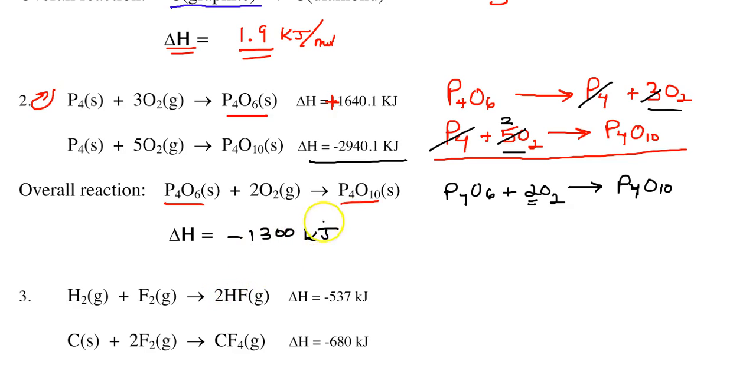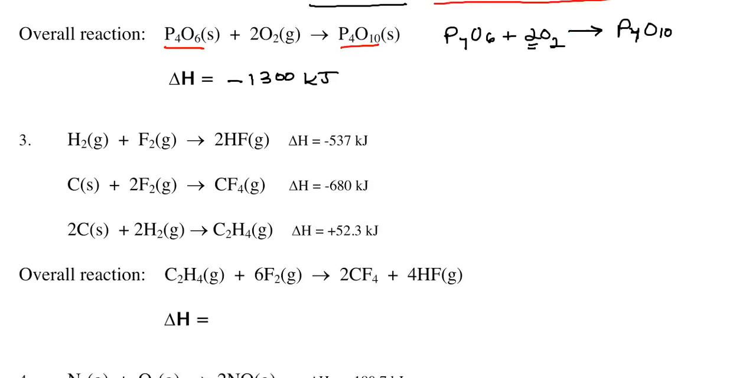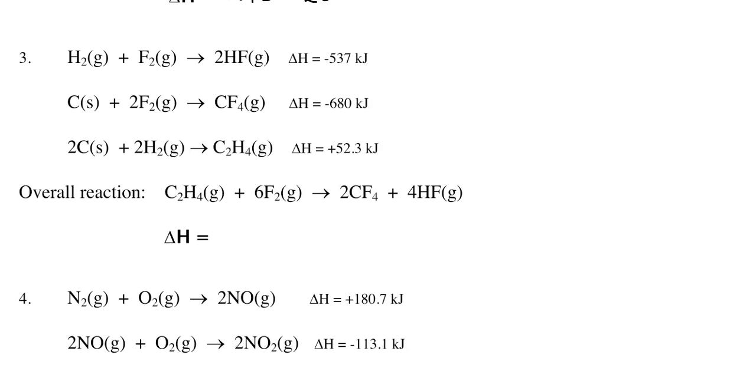Okay, so that's how I did that. Now, that's not always that easy. Fact number 3 is going to get a little tricky. Let's try number 3. Same idea: we're trying to use a set of reactions that, if we manipulate them, we can get the overall reaction. Delta H's are state functions, so let's get to it.